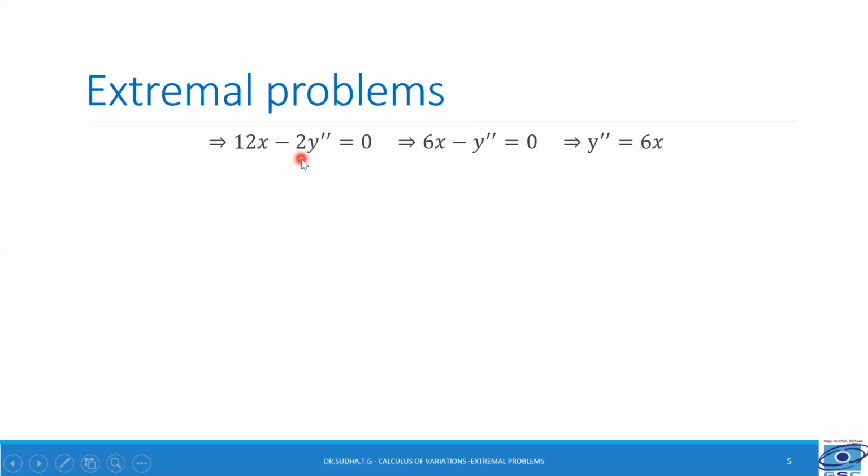So here you can remove 2 common. So you get 6x − y'' = 0. Now you write this expression in the form y'' = 6x. So from here we need to solve for y. How to solve? Solve this differential equation which is of second order. So to obtain y, we need to integrate twice.